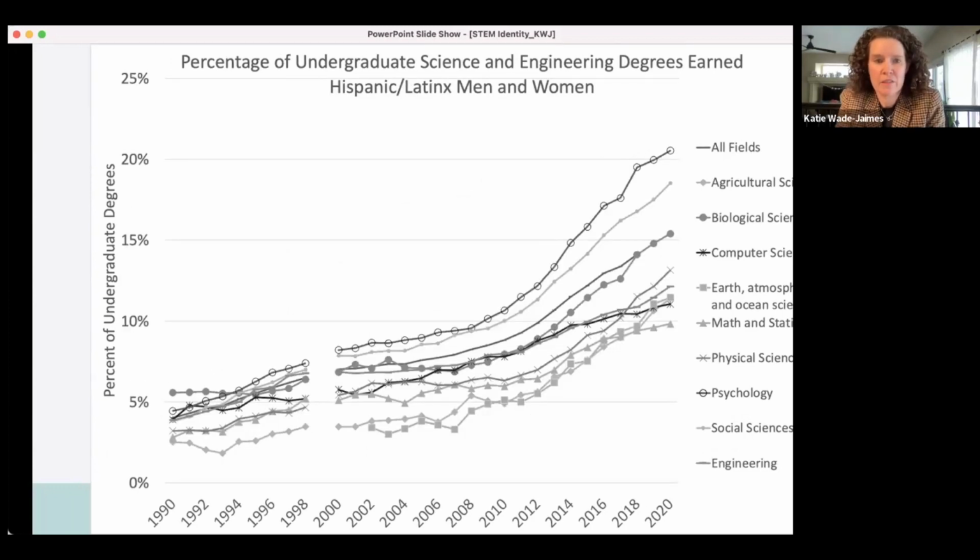All right, and then this graph is the same type of data, but now we're looking at the degrees earned by Hispanic or Latinx men and women.